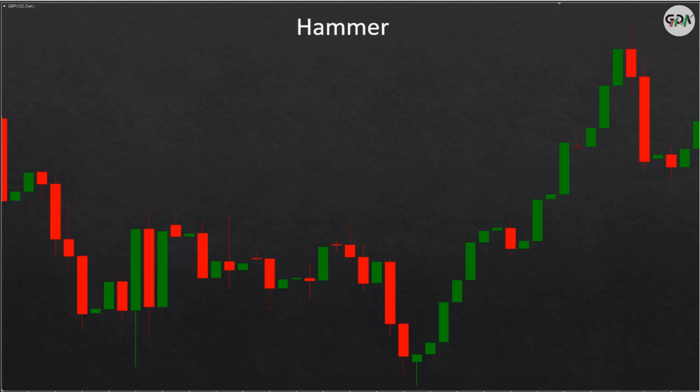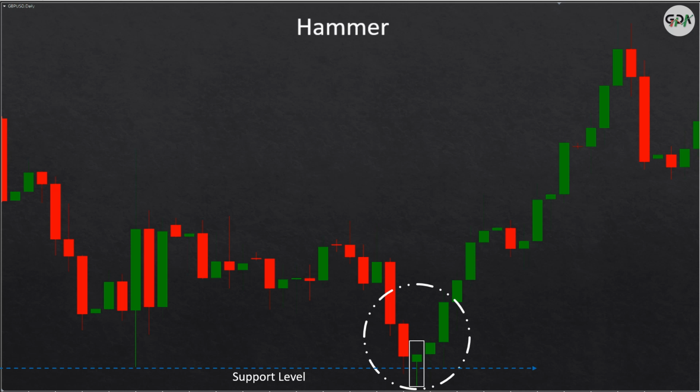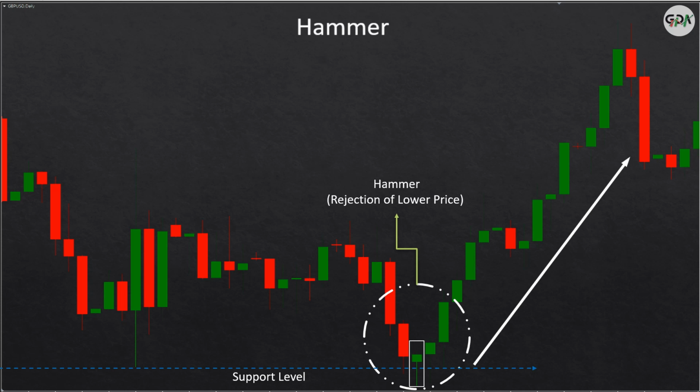Hammer will play a significant role when it is formed at the support level by rejection of lower price, and the direction further changes from down to upside. Coming to the psychology of the hammer, when the previous direction of the chart is down or sideways and thereafter a hammer is formed, we need to wait for further formation of green candles to confirm the upside direction.